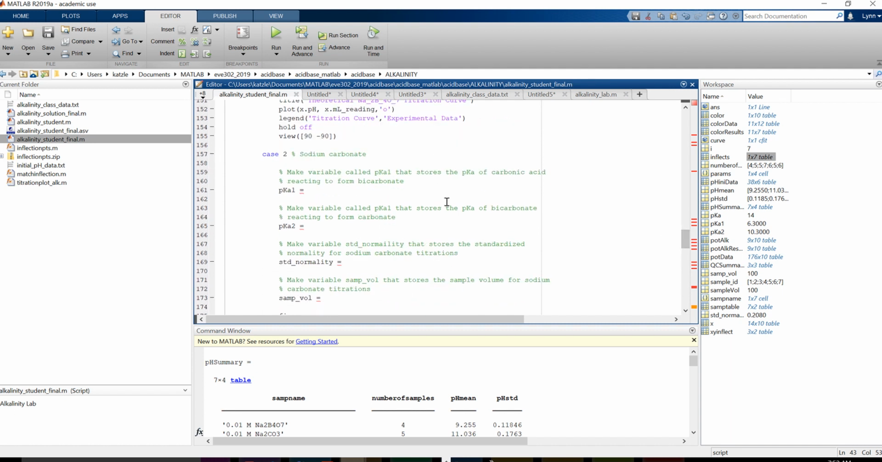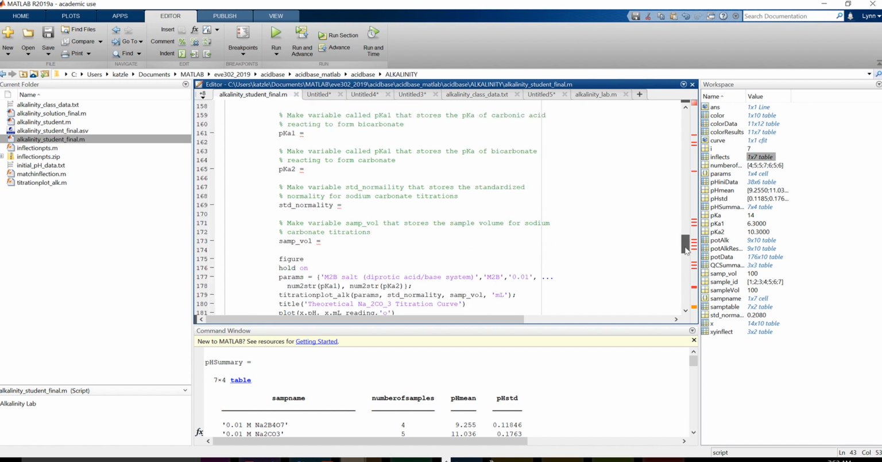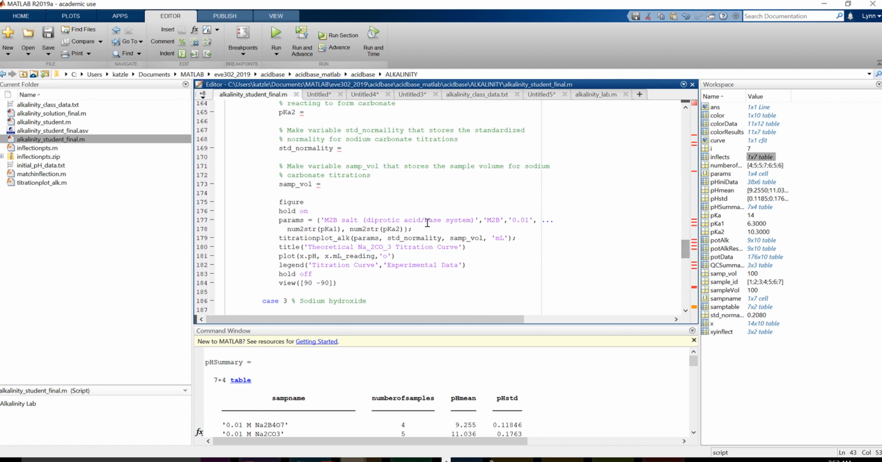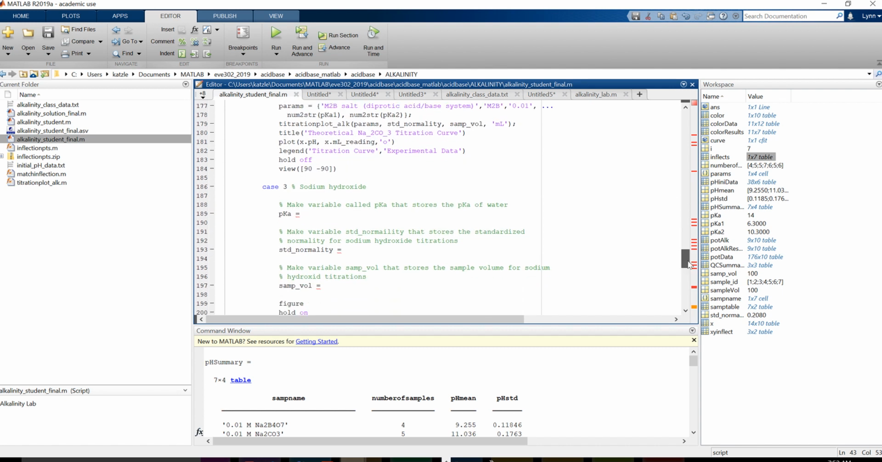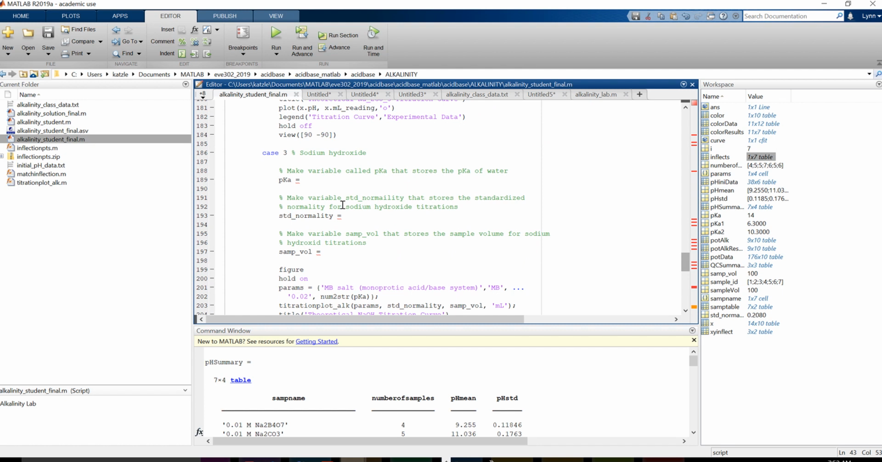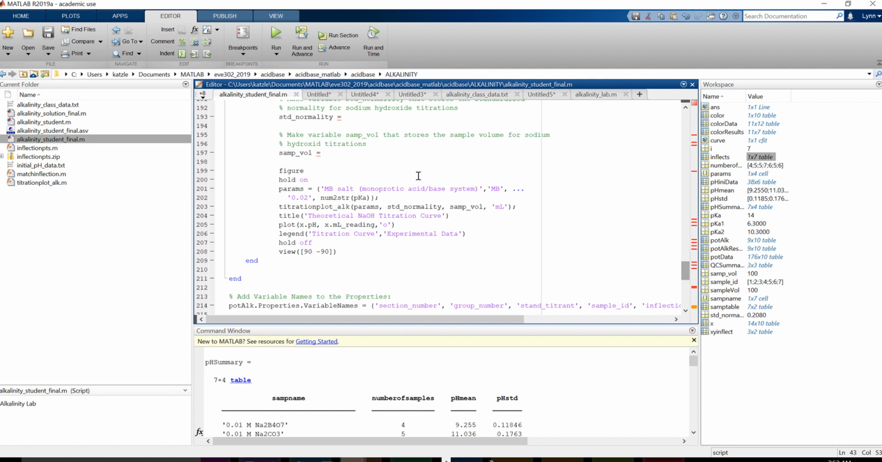We do the same thing for the sodium carbonate. So again, you're going to add the pKa's, the normality of the titrant, the hydrochloric acid in our case, add the sample volume, and again, create that plot. Then we're going to do the same thing for the sodium hydroxide, again adding the pKa's, the normality of the titrant, and the sample volume, and create the plot for the theoretical and actual experimental titration data.